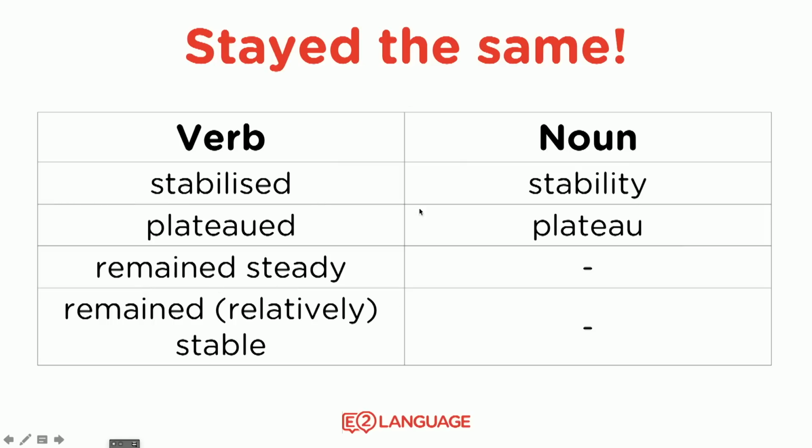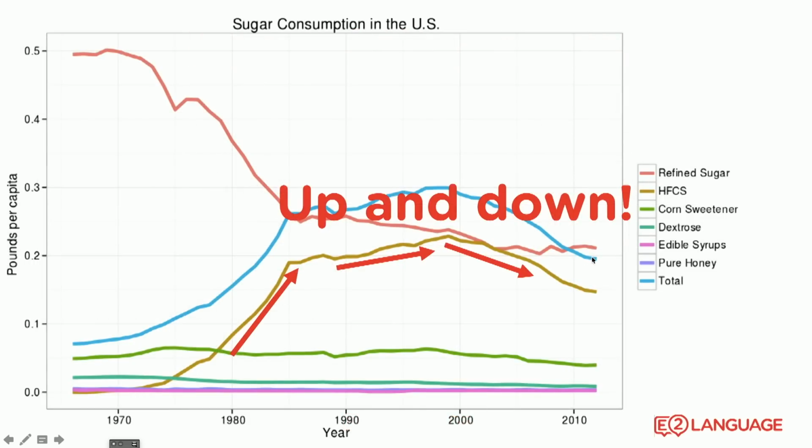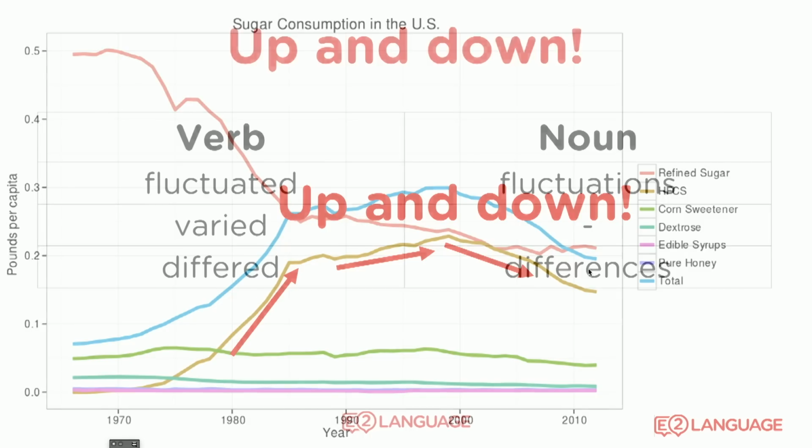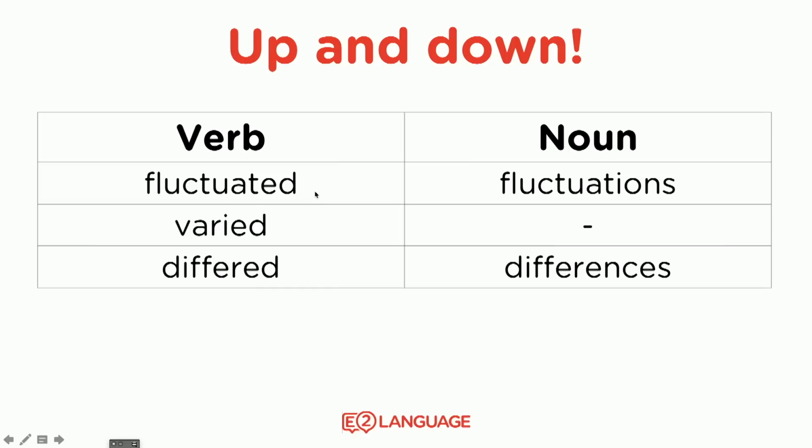If all the other lines are moving, but there's one line that's staying the same, it remained relatively stable. You could use the noun stability, but it might be difficult, but a plateau would probably be a better word there. Okay, last one. What do we say about lines that are going up and down? What's some good language, good vocabulary that we can use in our writing task 1? Well, fluctuated is a nice one.